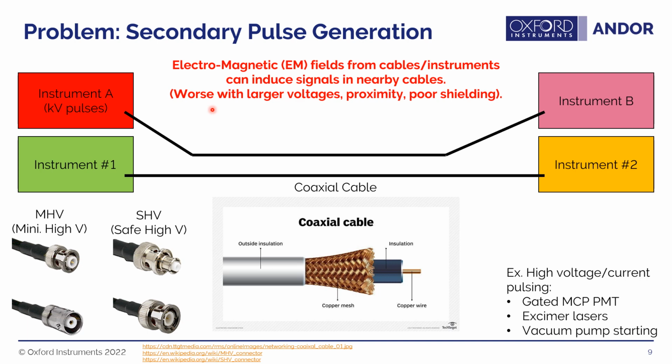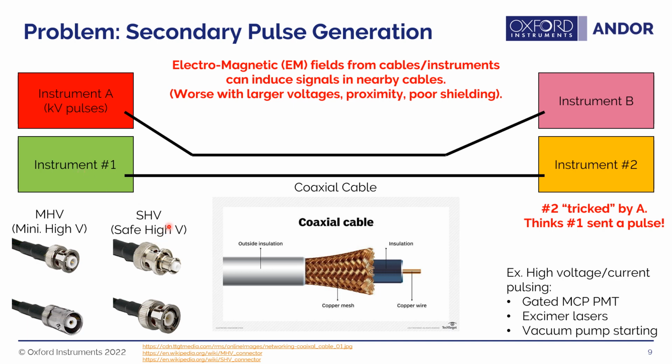So this creates a difficult situation where you didn't intend a pulse to be sent to instrument 2, but you have that crosstalk between the two cables. And so this problem is worse with larger voltages, or the proximity of the two cables to each other, or poor shielding. So usually more expensive, better shielded cables will be less susceptible to these effects. And so in this example, instrument number 2 was tricked by instrument A into thinking that instrument number 1 sent a pulse. And so this is a situation you want to try to avoid.